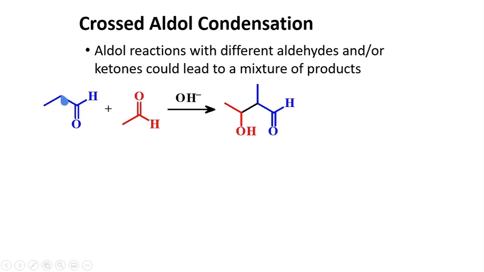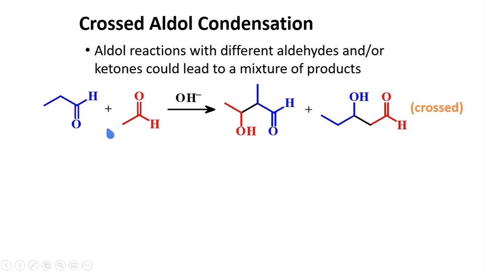If you take a proton from here, you will get an enolate from this compound, and this enolate will attack this carbonyl group to form this structure. There's another instance where you could take a proton from here. It will form an enolate. This enolate will attack this carbonyl group, and you will get this structure. We call this reaction cross-aldol reaction because it involves two different molecules as starting materials.